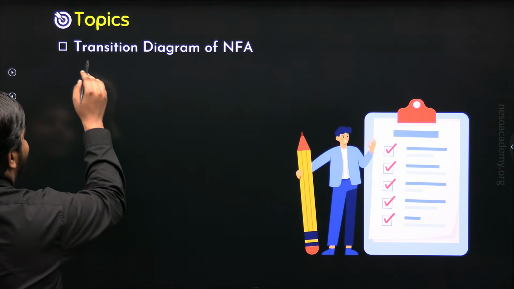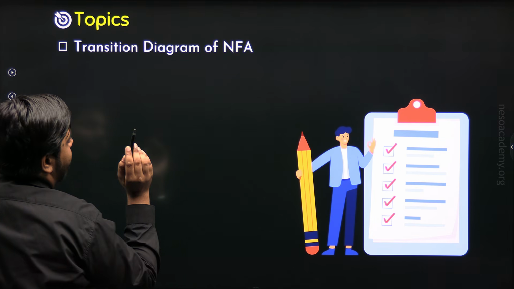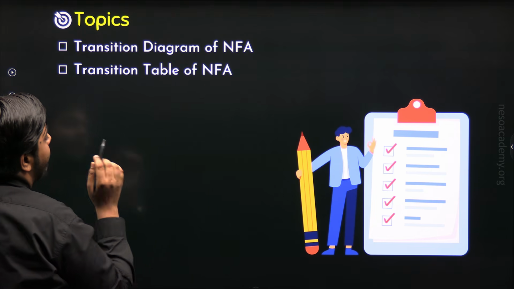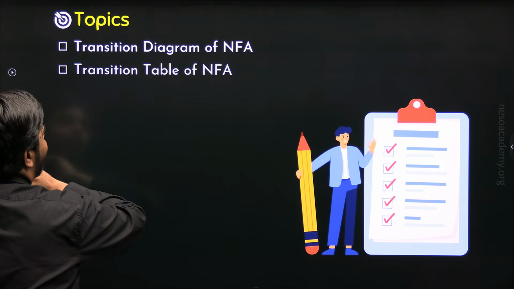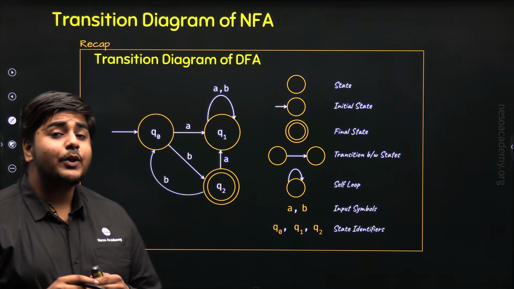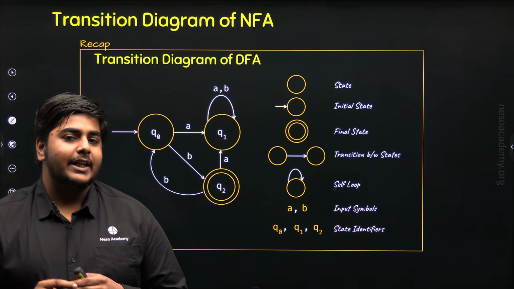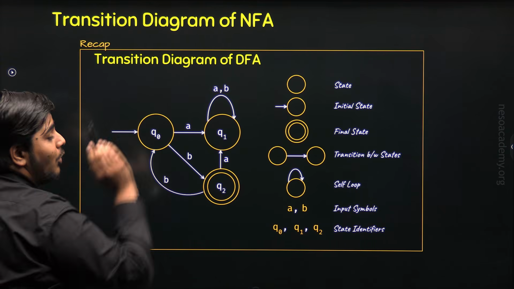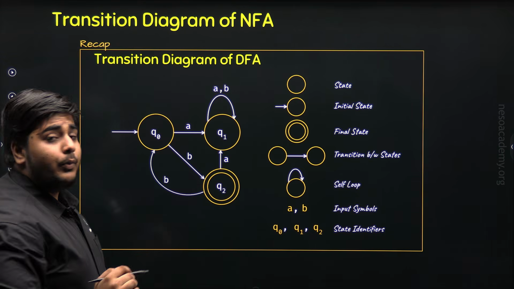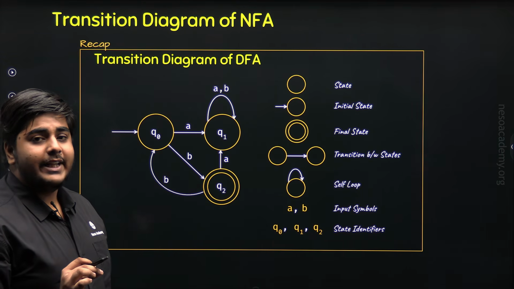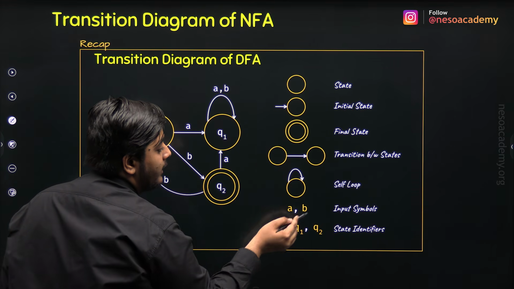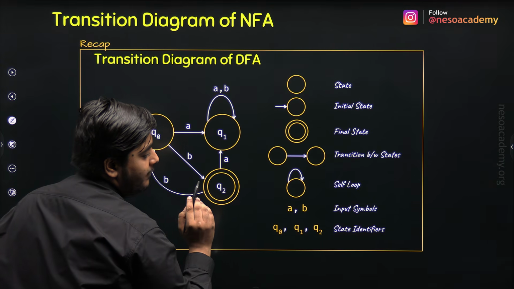Our first topic is transition diagram of NFA, and our second topic is transition table of NFA. So let's get started with our very first topic, that is transition diagram of NFA. I hope you all remember what we have studied under the transition diagram of a DFA. There I explained the multiple components in the transition diagram of a DFA, like the states, the transitions, the input symbols and the state identifiers.